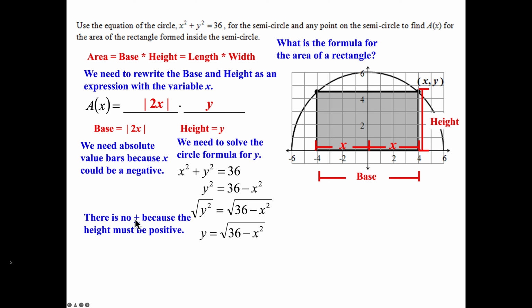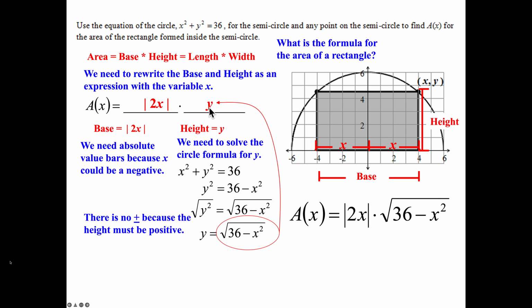And I notice I did not put the plus or minus on there because in my semicircle, all my y coordinates are positive. So we'll just leave this as a positive. So we'll transfer the square root of 36 minus x squared up in our formula, and there's my function.